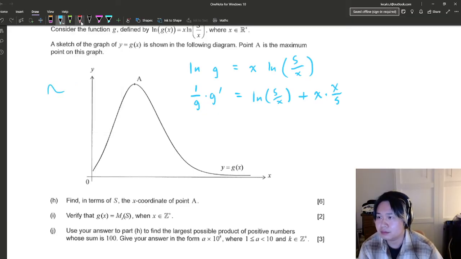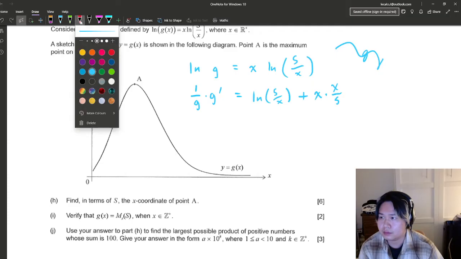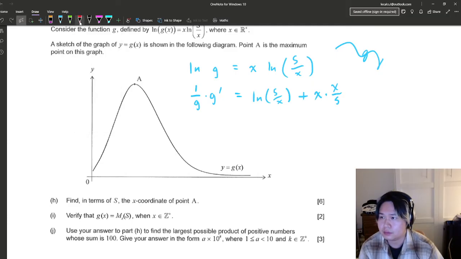Come on. I hate this. Just let me change colors. Okay, whatever.